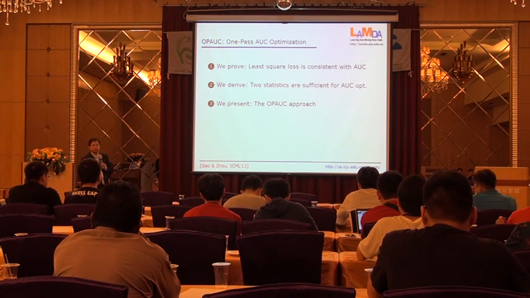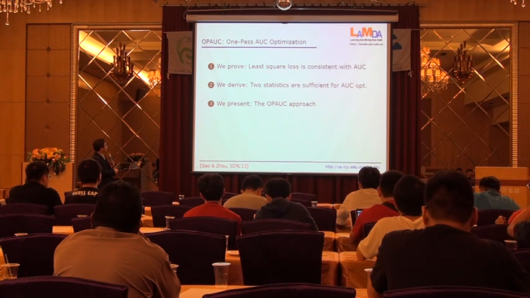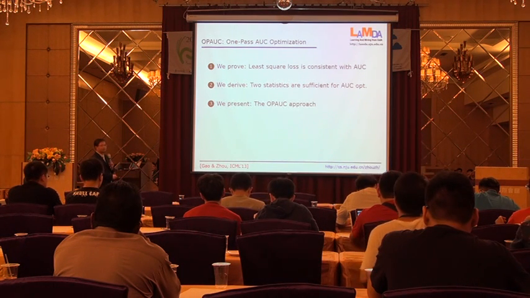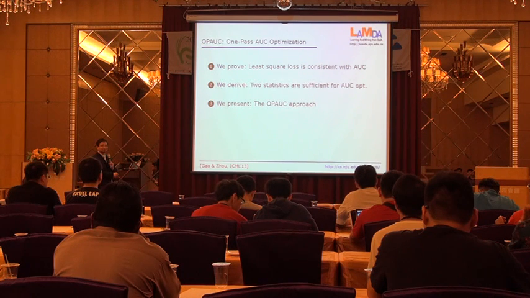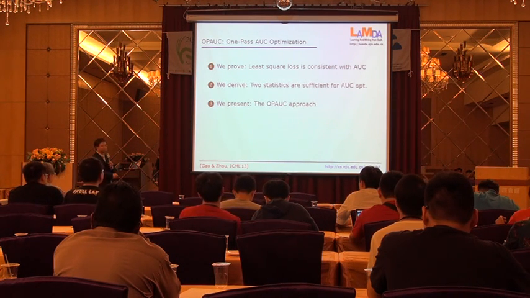We propose a very interesting approach named OPAC. This approach really reaches our goal of one-pass AUC optimization. It has 3 key steps. The first is we prove the least square loss is consistent with AUC. This is possibly the most important part, the most intriguing factor we found. Then we derive that for AUC optimization, though from the previous introduction you can see it's very complicated, we can show you only need 2 statistics for a very incremental, very efficient update. Then finally, we will show you the OPAC approach, and there is still some trick here.